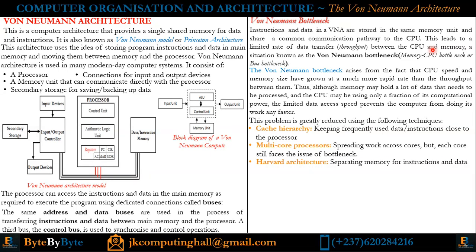Harvard architecture, separating memory for instructions and data. So the Harvard architecture is an architecture type that suggests that the memory used for storing data should be different from the memory used for saving instructions, and hence we shall have two different pathways between these different memories and the processor. And as such, the von Neumann bottleneck is either going to be eliminated or greatly reduced.